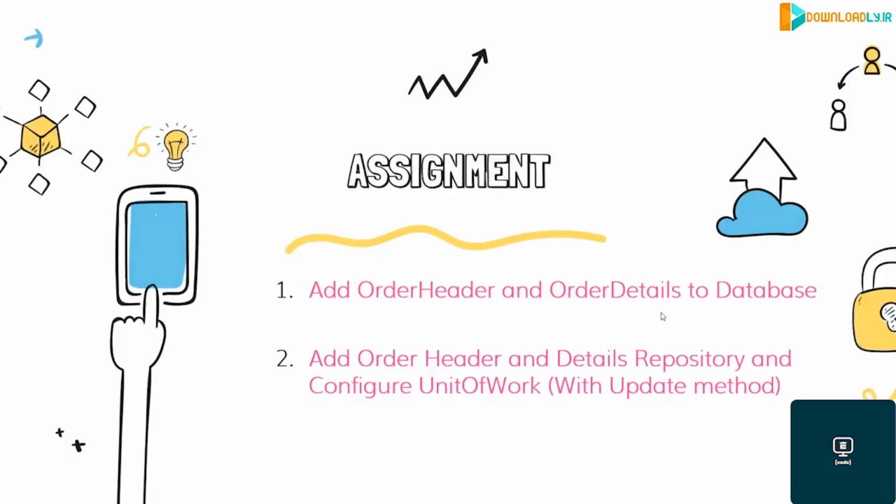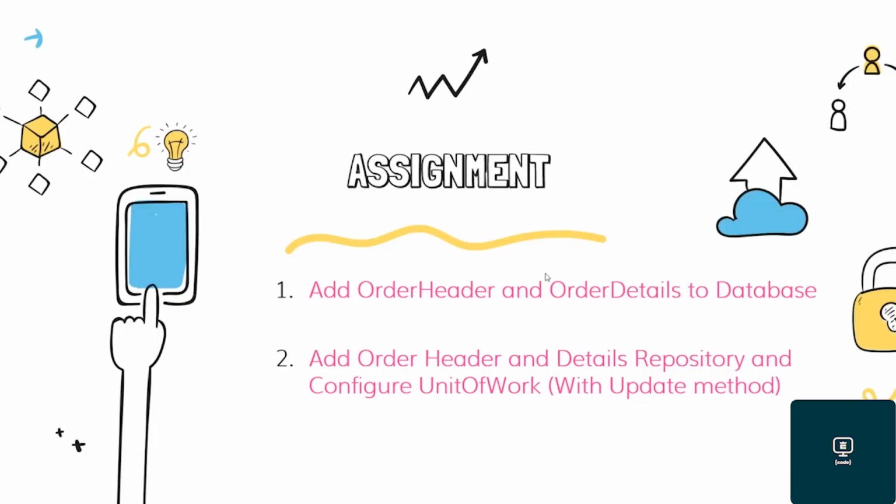It's time for an assignment. We have added the order header and order details model. I want you guys to add the order header and order details table to the database, and after that you should configure the order header and order details repository and unit of work. Inside both the repositories, you can implement the generic update method as well. So good luck with the assignment, and let me show you how to do that in the next video.